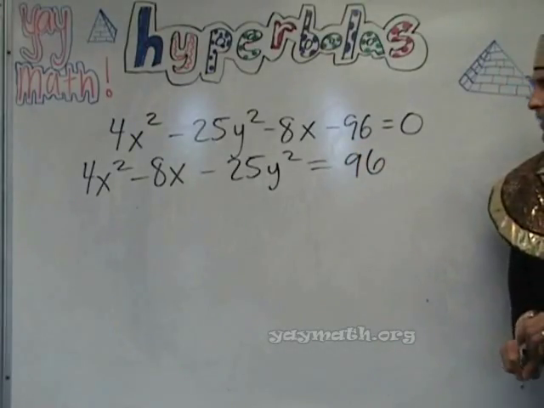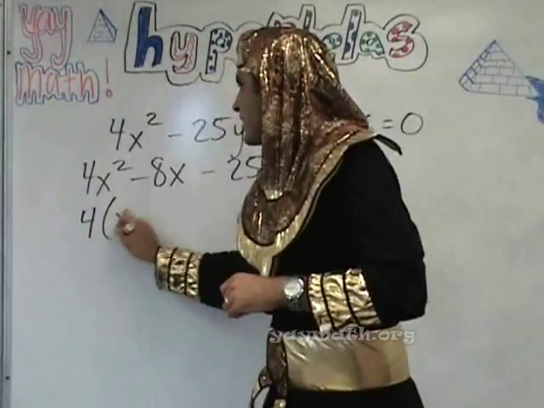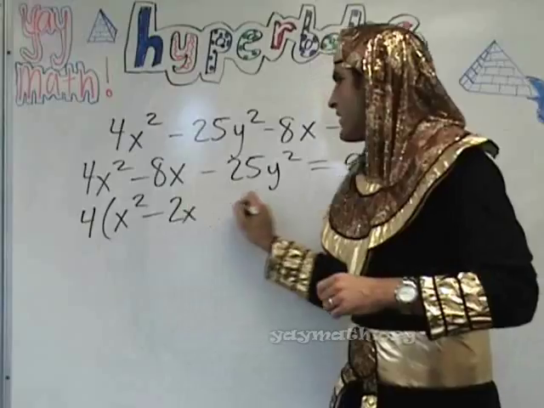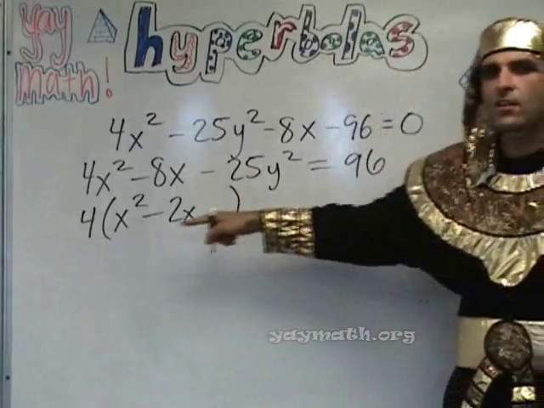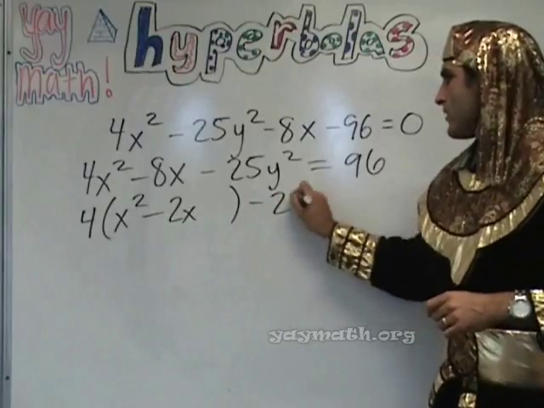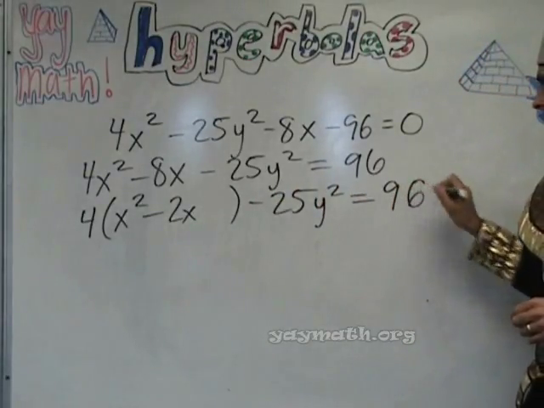Can you factor out a 4? Factor out 4. What's this act called? Completing the square. Bravo. So we have 4 times x squared minus 2x, leave a space, minus 25y squared equals 96. Plus 1 more.